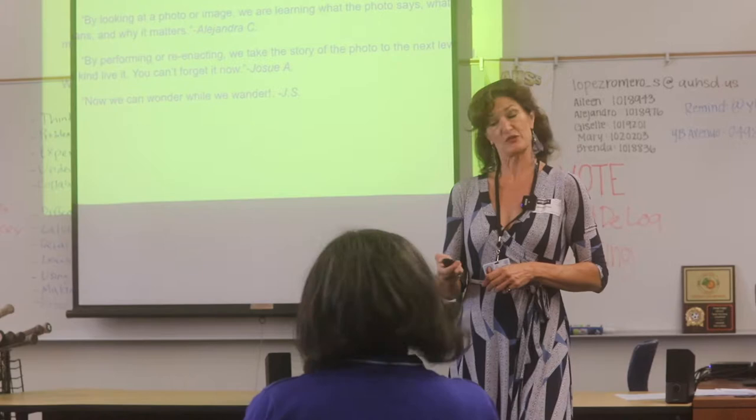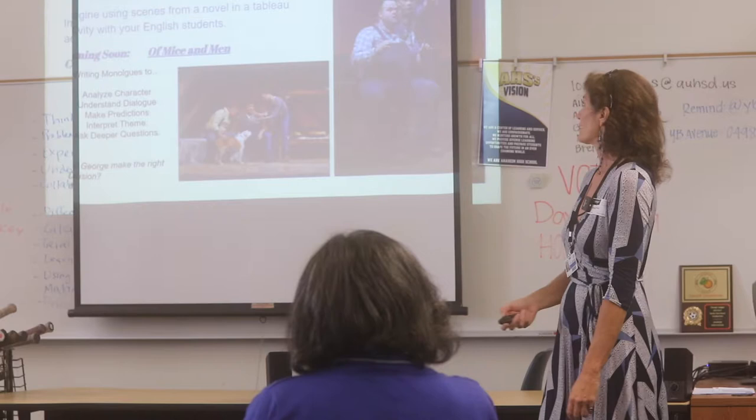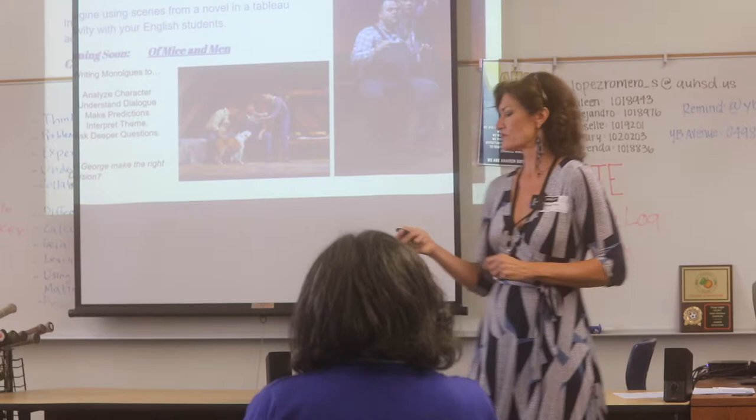If you're teaching a novel in English literature, you could do this with any type of literature piece, for example, Of Mice and Men. You could take still images from a theater production or a movie production. Movie stills are great to use. And then the kids could choose their character, write their line, write their monologues, and perform it. They could also switch roles. That helps deepen their understanding of character, dialogue, theme.